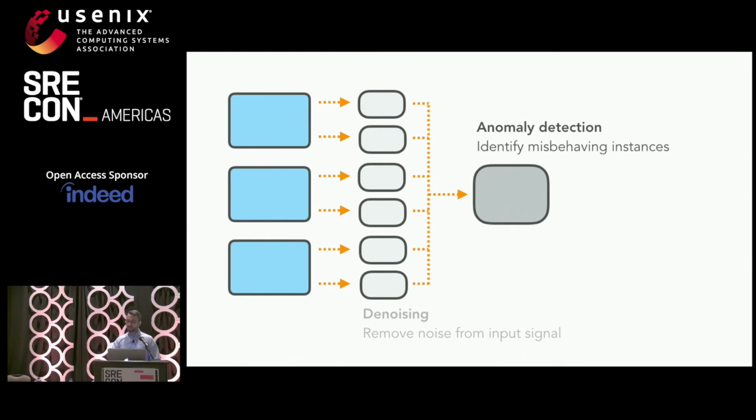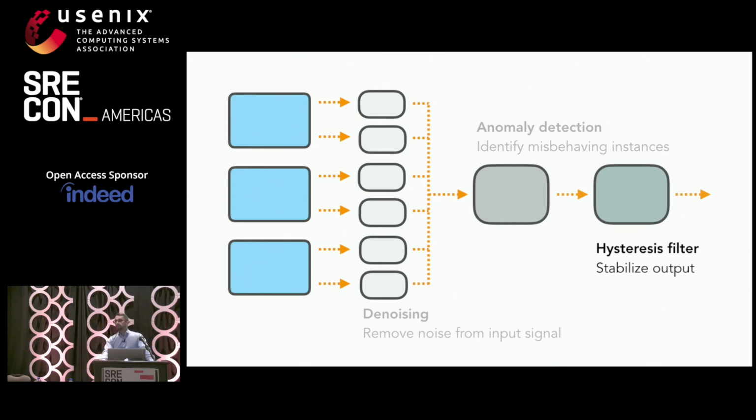Finally, we go through the third and final stage, which is a hysteresis filter. The objective of this hysteresis filter is to stabilize the output, to ensure that whatever decision we make out of the anomaly detection, the decision is stable and does not fluctuate, because we want to avoid the services flapping in and out of production.